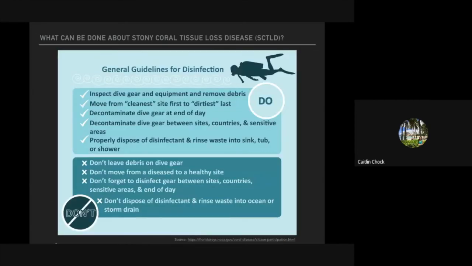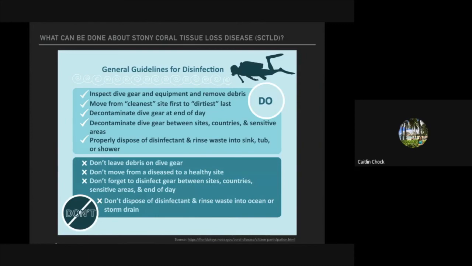Oh, okay, I forgot to put this in there. The general guidelines for disinfection. So again, just inspecting the gear and removing debris. If we know that we're doing surveys on sites that do have SCTLD, you move from the cleanest site first to the dirtiest last. So least incidence of disease to most. Decontaminate your dive gear, of course, at the end of the day, and also between dive sites, between countries if you're traveling, and between sensitive areas.